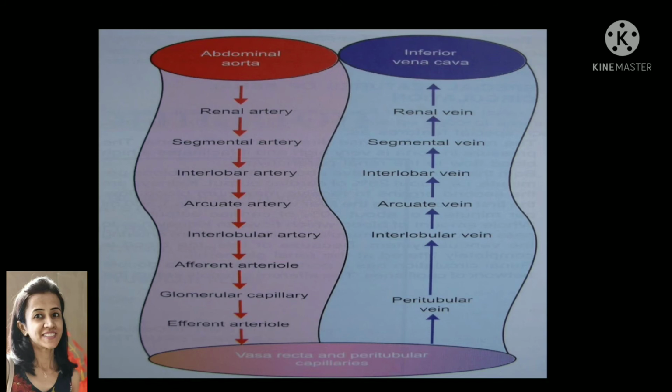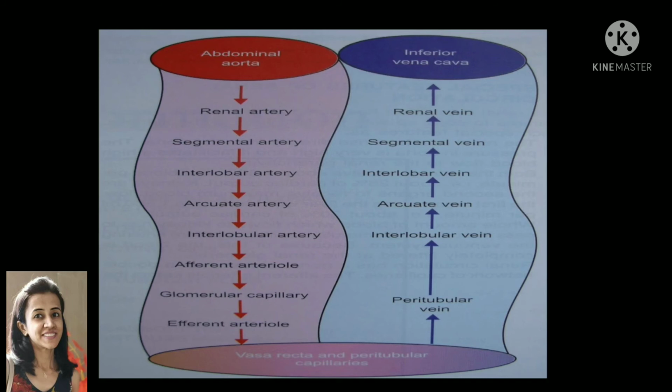You can see here the abdominal aorta gives rise to the renal artery, which divides into the segmental artery, then interlobar artery, arcuate artery, and interlobular artery, from which afferent arterioles arise. They form the glomerular capillary, then the efferent arteriole, which further divides into peritubular capillary and vasa recta if the nephron is juxtamedullary. From these, peritubular veins form the interlobular vein, then the arcuate vein, interlobar vein, segmental vein and renal vein, which drains into the inferior vena cava.